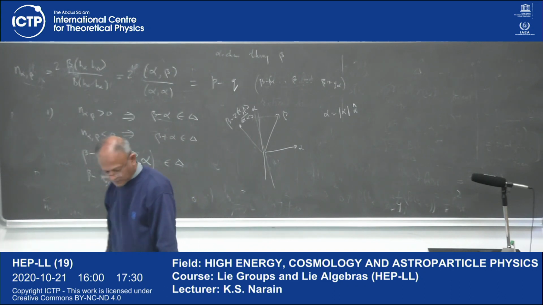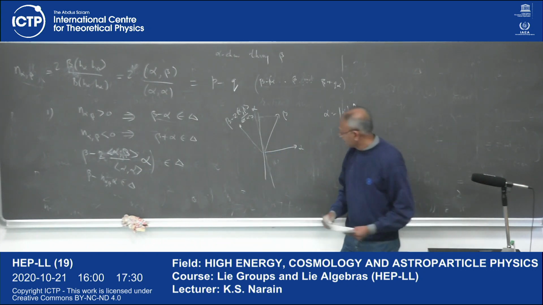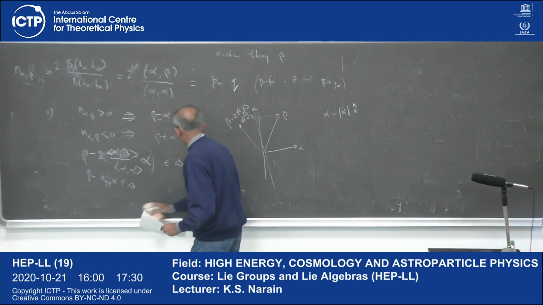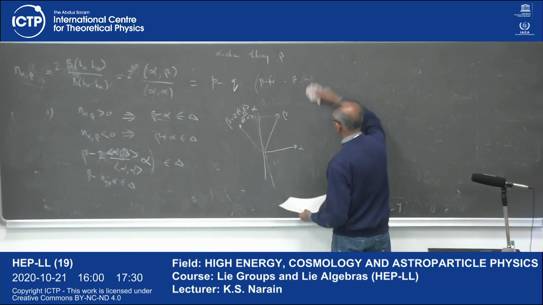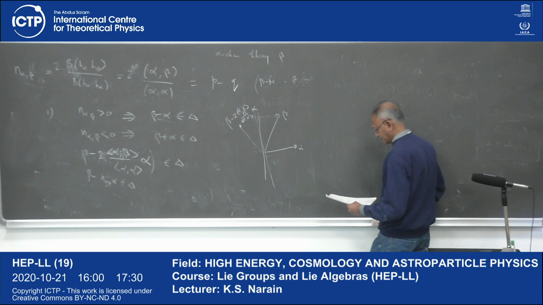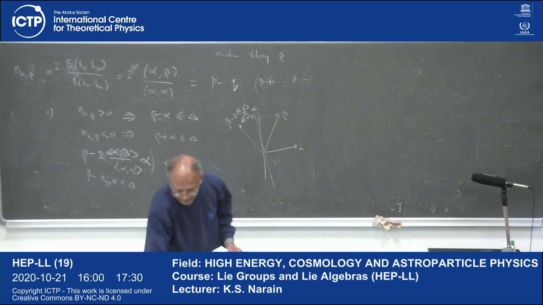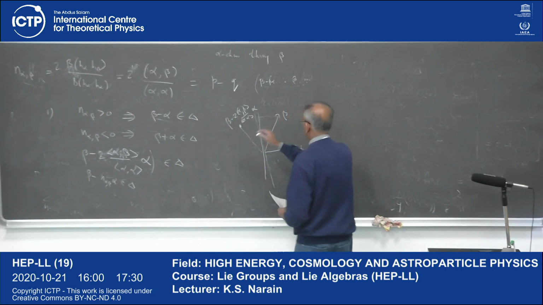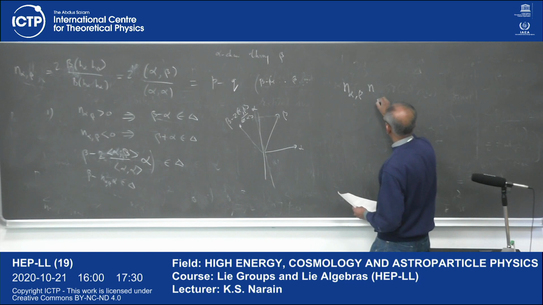Now, this is one thing. This is a geometric picture that we saw already in SU3, but I'm saying that this is now a completely general phenomenon. But the other thing you can do is take this n alpha beta and multiply it by n beta alpha.